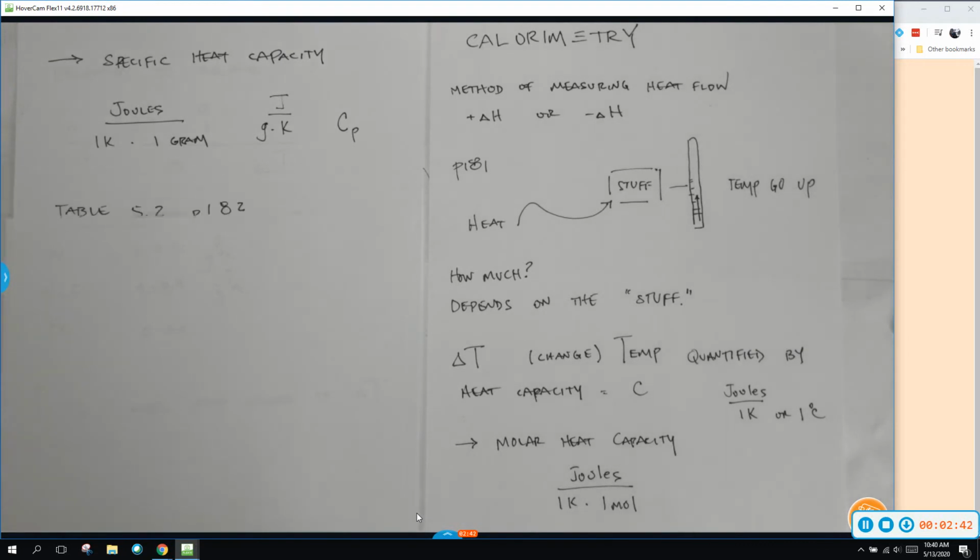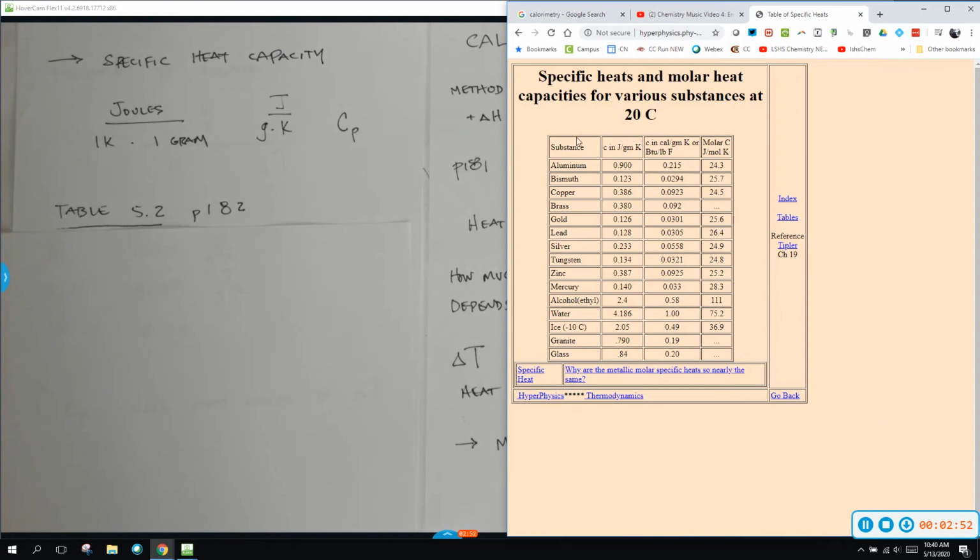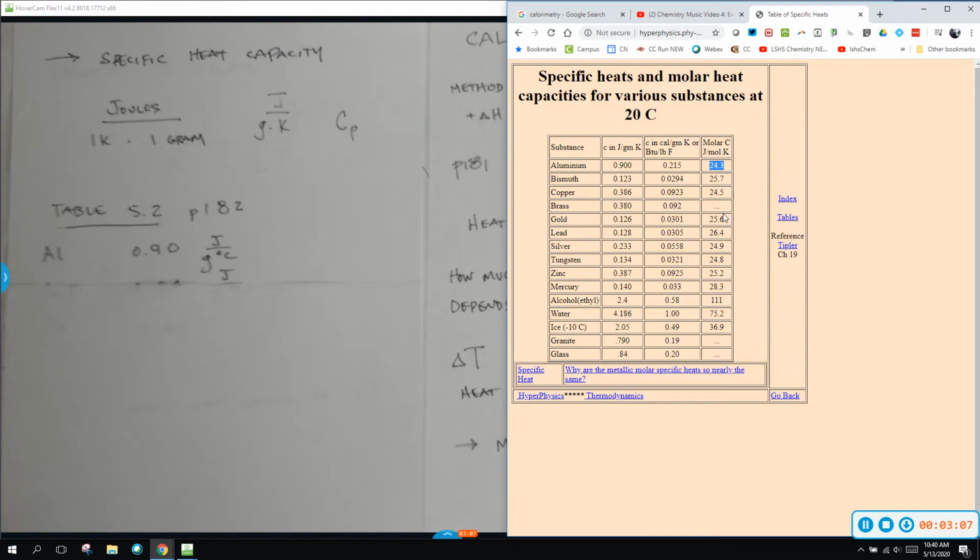Now, if you're in the 13th edition of the textbook, there's a table on page 182 that gives a number of specific heat capacities for substances. And I have a website right here that has specific heats and molar heat capacities for a lot of things. You can see aluminum has a specific heat capacity of about 0.9 joules per gram degree Celsius, giving a molar heat capacity of about 24.